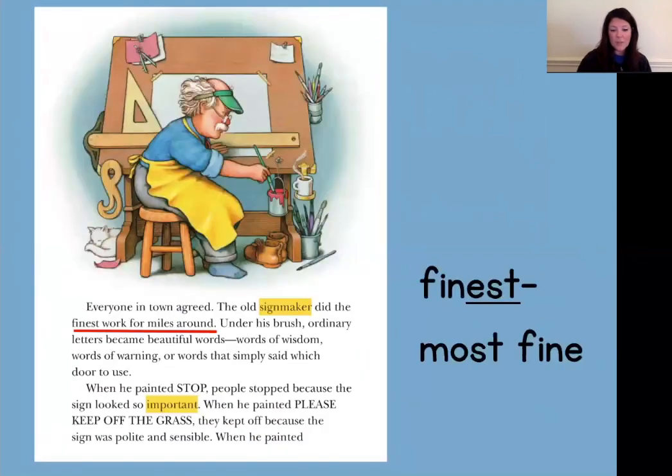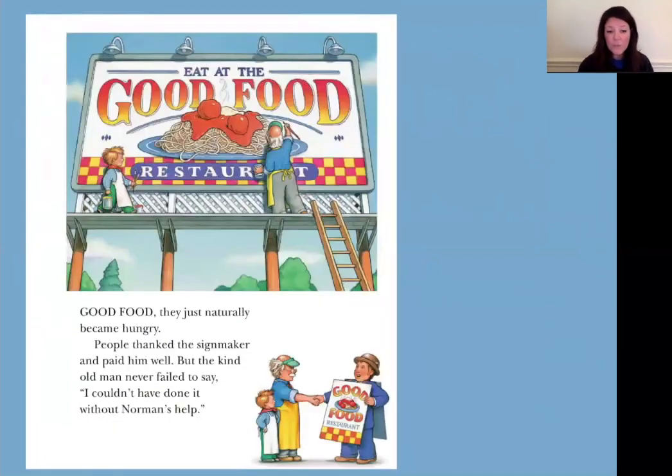All right, let's continue reading. When he painted good food, they just naturally became hungry. People thanked the sign maker and paid him well, but the kind old man never failed to say, I couldn't have done it without Norman's help.